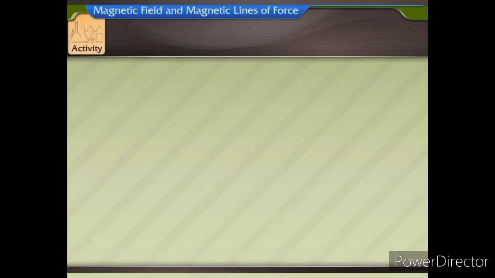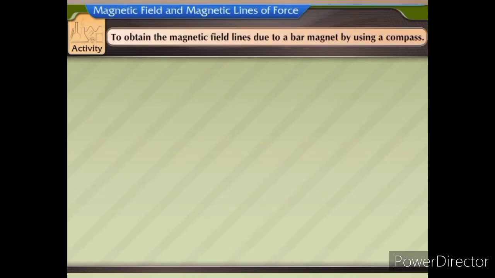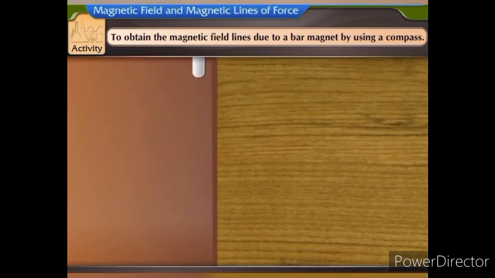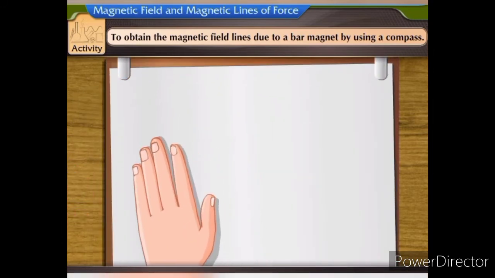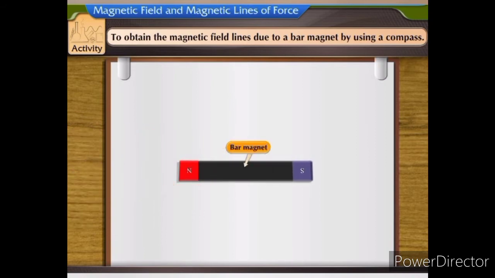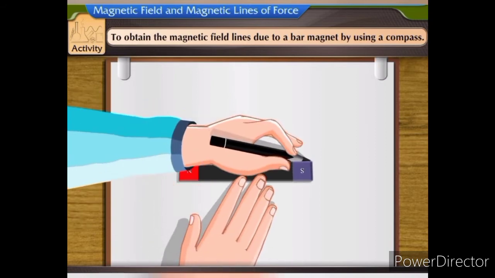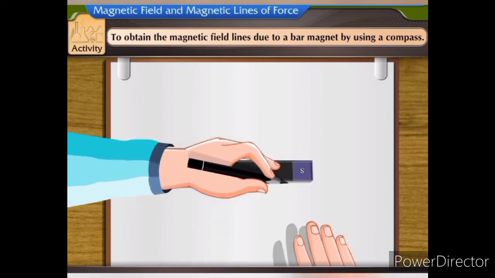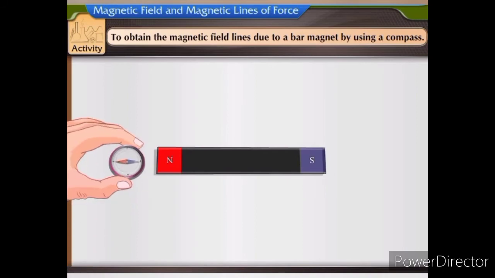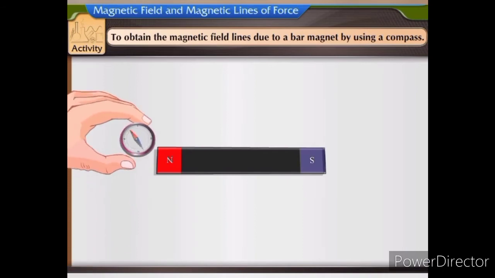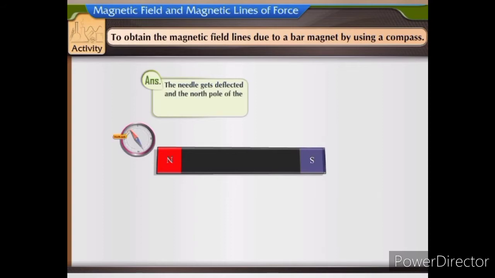Let us now perform an activity to obtain the magnetic field lines due to a bar magnet by using a compass. Take a drawing board and fix a white paper on it using drawing pins. Place a bar magnet at the center and draw its outline using a pencil. Now, take a magnetic compass. Let us place the compass near the north pole of the magnet. What do you observe? The needle gets deflected and the north pole of the needle points in a particular direction.